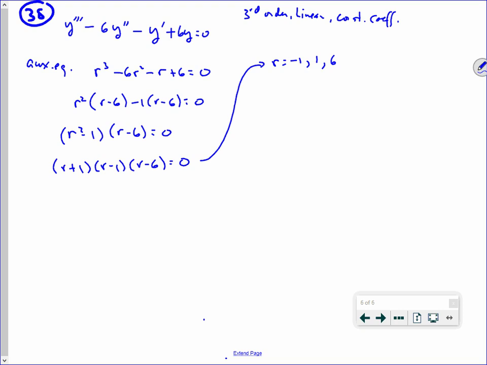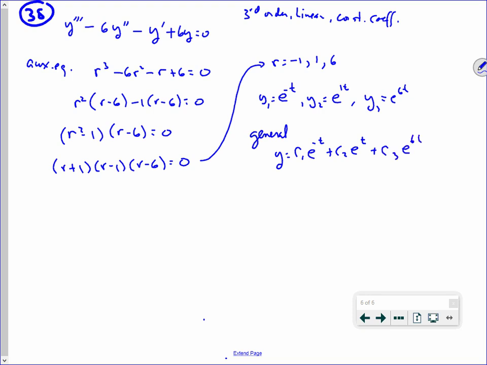And they generate solutions just like for the second order ones. y1 is e to the minus 1t, y2 is e to the plus 1t, and y3 is e to the 6t. The general solution is y equals c1 e to the negative t plus some constant c2 e to the positive t plus some other constant c3 e to the 6t. So like I said, once these linear DEs are set up, they're pretty fast to solve. You just have to solve quadratics or something else.